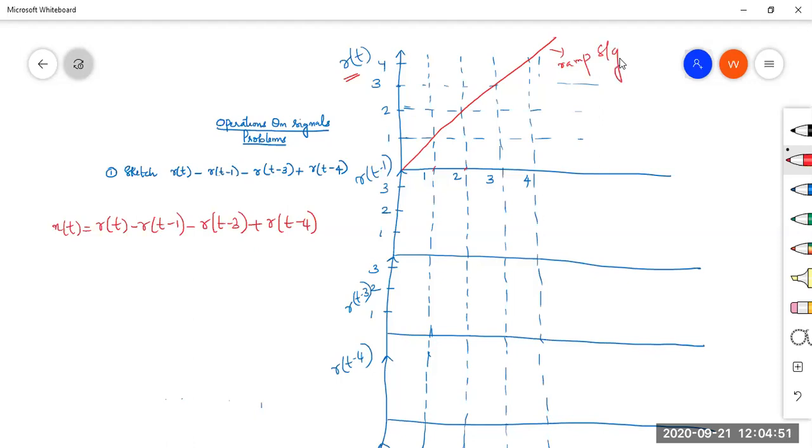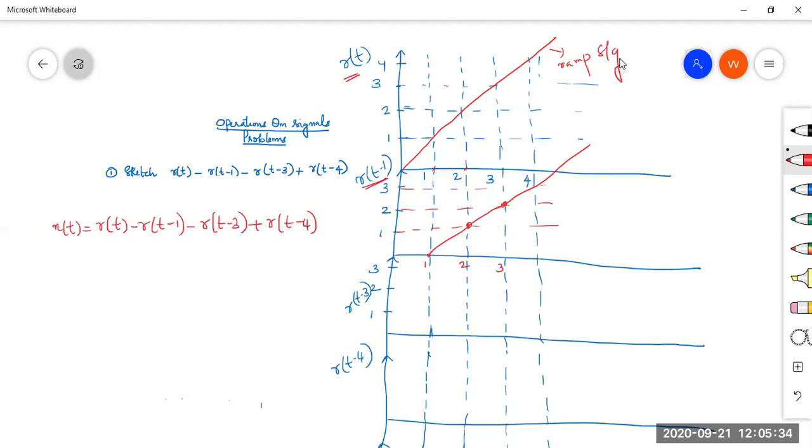Now the second one, what you need to draw is r of t minus 1. So r of t minus 1, we know it is delayed by 1 unit. That means instead of starting at 0, r of t minus 1 will start at position 1. So r of t minus 1 will be like this. At 1 the value will be 0. At 2 the value will be 1. At 3 the value will be 2 and so on.